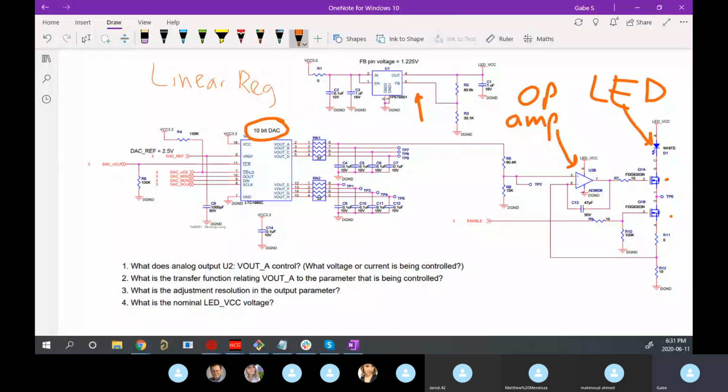Regulator. So hopefully you guys find some of these components familiar. Especially for those of you who've been in the electrical lessons, Jared's talked about some linear regulators there, as well as these MOSFETs here on the right. And we've been talking about digital to analog converters, which is great.